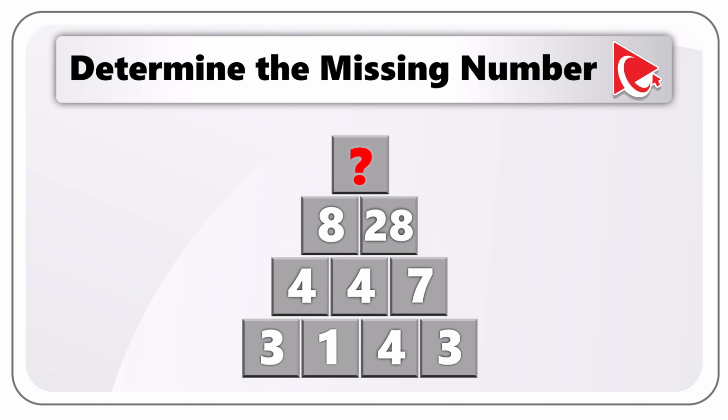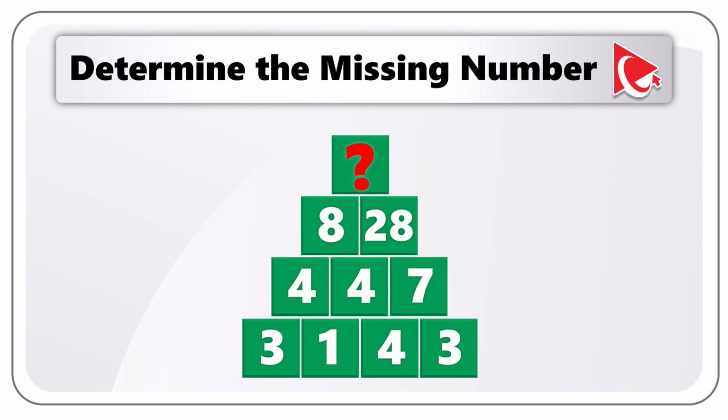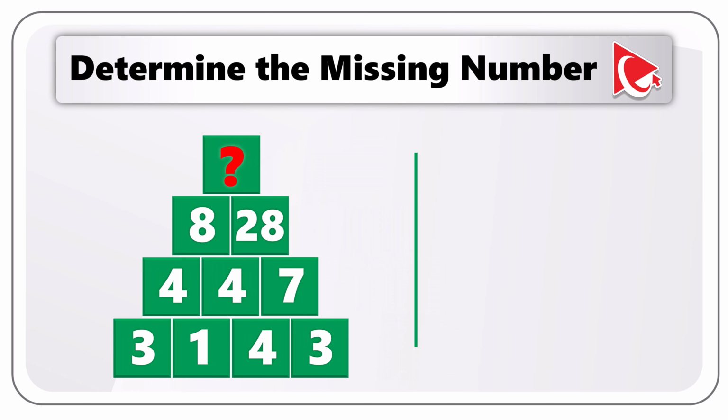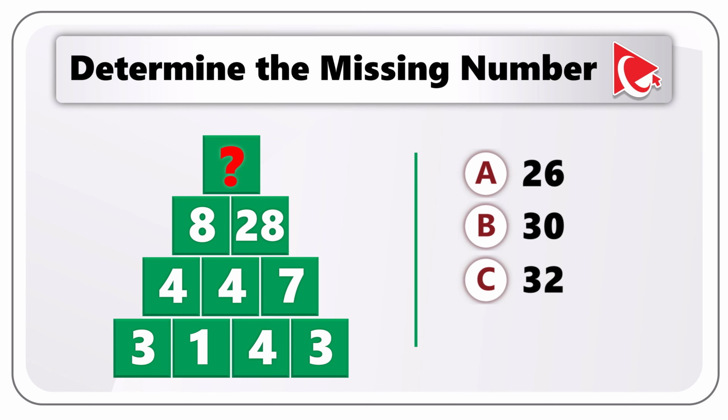The other numbers in the pyramid are 8 and 28 in the second row, 4, 4, and 7 in the third row, and 3, 1, 4, and 3 in the fourth row. You need to calculate the missing number and select it out of 4 possible choices. Choice A, 26, choice B, 30, choice C, 32, and last but not least, choice D, 36.